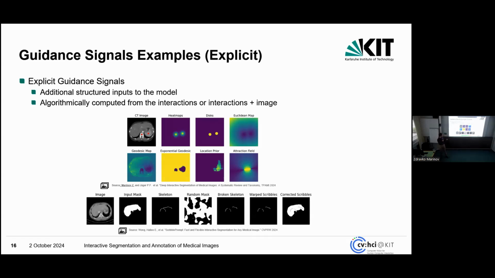Then, for scribbles, another popular example is to skeletonize the ground truth mask. Here, you just compute the medial axis transform, and to make it more realistic, you can perturb it in a way by sampling it and warping it, because you're not going to expect clinicians to know exactly where the skeleton of the ground truth mask is.